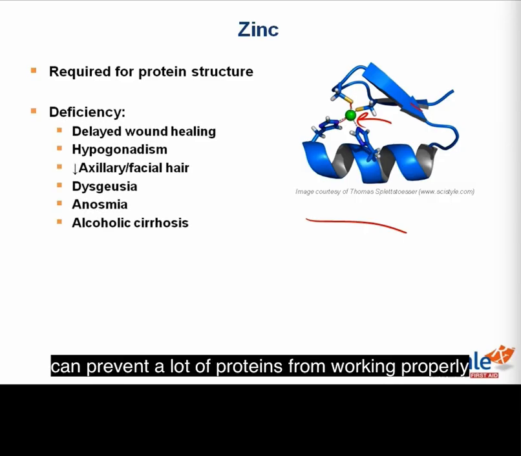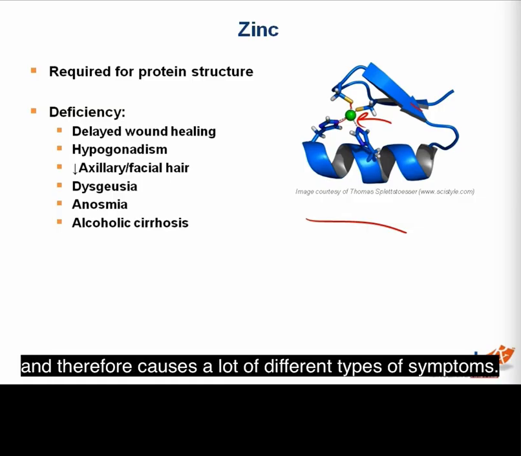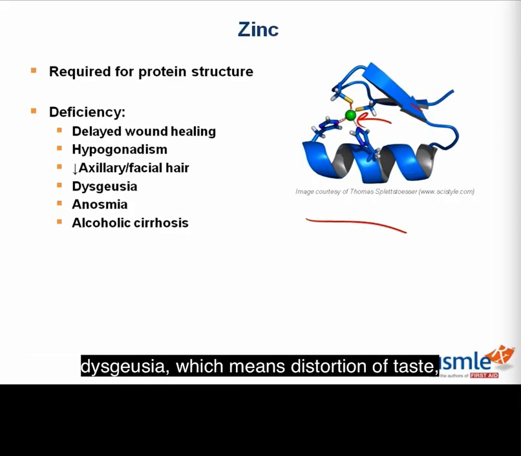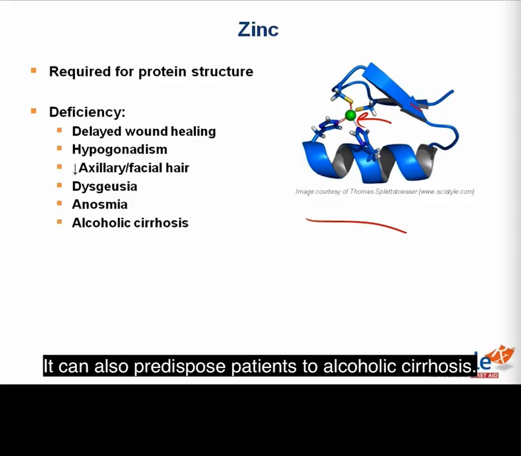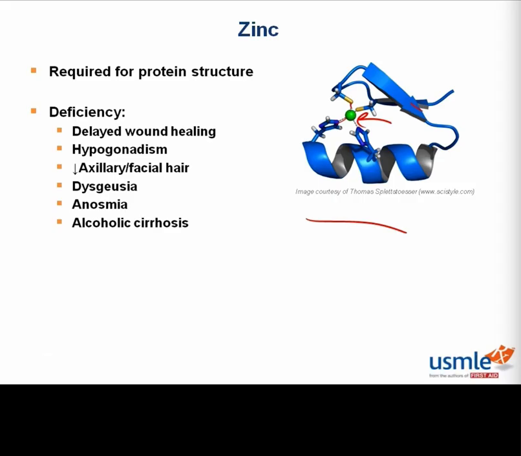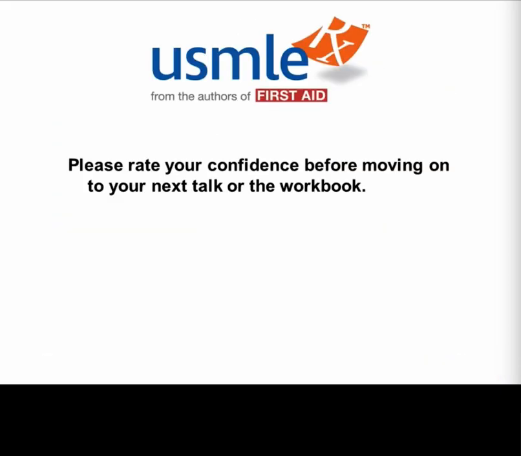Deficiency in zinc can prevent a lot of proteins from working properly and therefore causes a lot of different types of symptoms. Some of the main examples are delayed wound healing, hypogonadism, decreased axillary, facial, or pubic hair, dysgeusia, which means distortion of taste, and anosmia. It can also predispose patients to alcoholic cirrhosis.